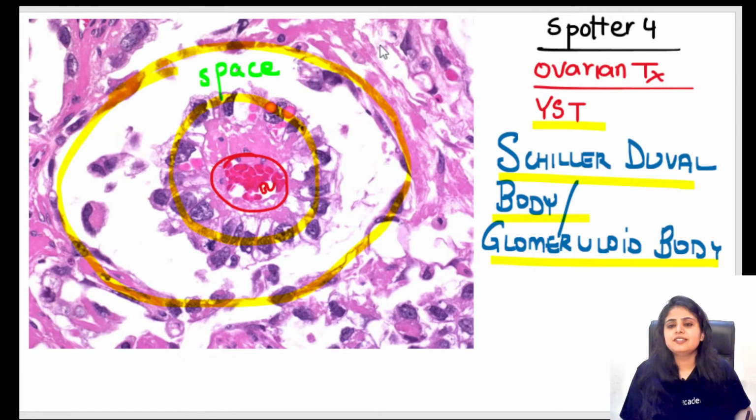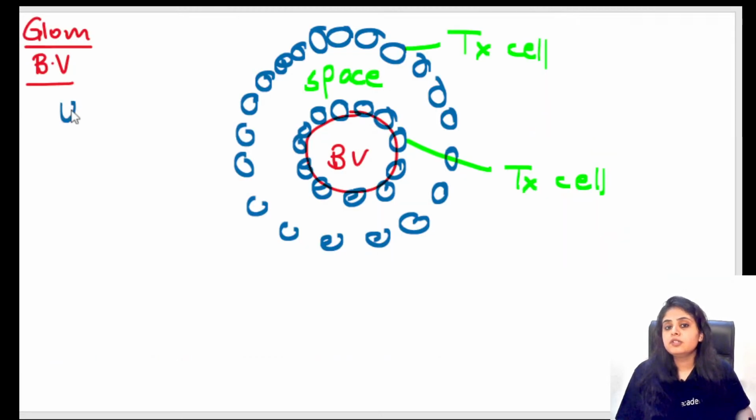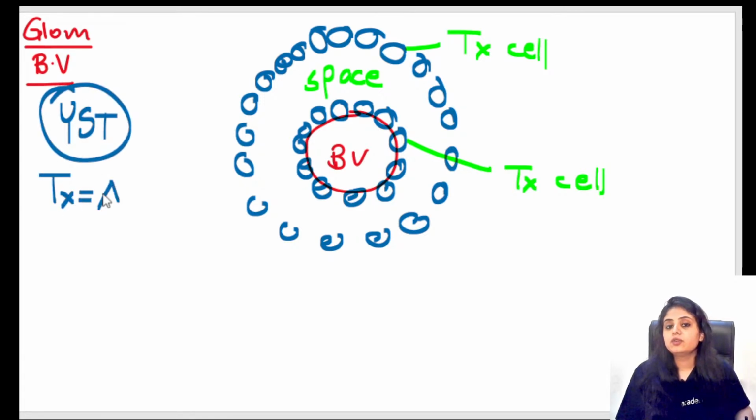Last question, easiest one. This is for second year students. What is the tumor marker of yolk sac tumor? Tumor marker of yolk sac tumor, alpha fetoprotein. Second year students के लिए था.